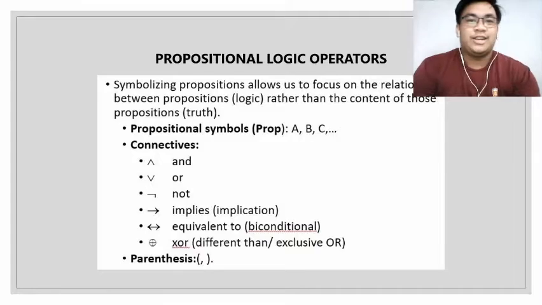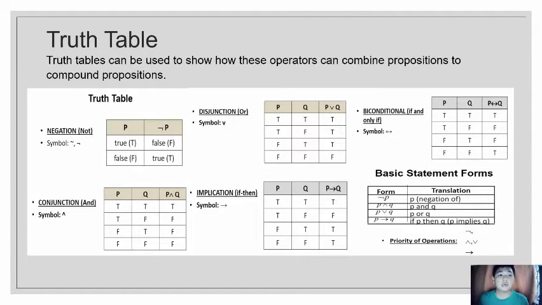Take it away. Thank you, Mr. Gio. Truth table can be used to show how these operators can combine propositions. First, negation. Negation is symbolized by this symbol and it is read as not. They can also be used to negate conjunction, disjunction, conditional, and biconditional statements. Negation of a true statement is false, and the negation of a false statement is true.